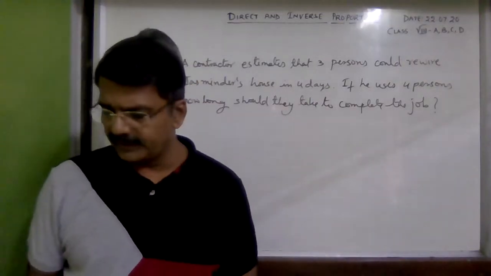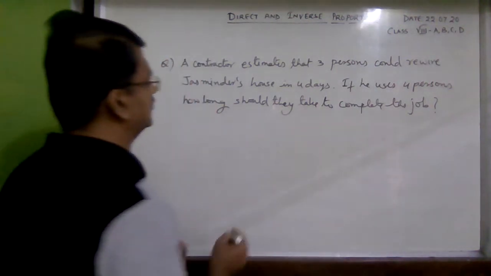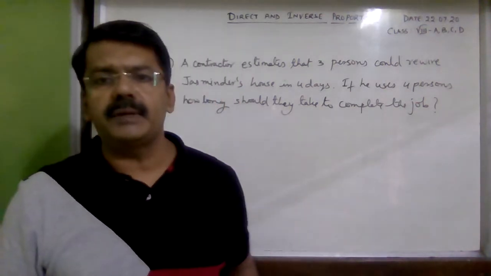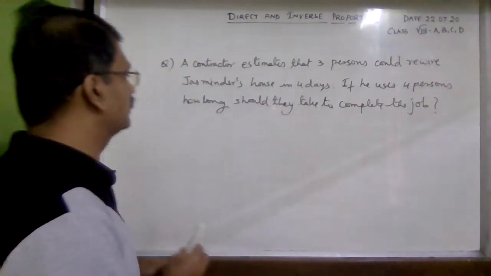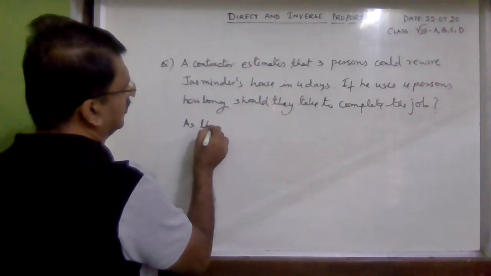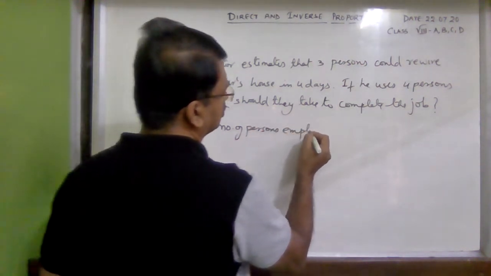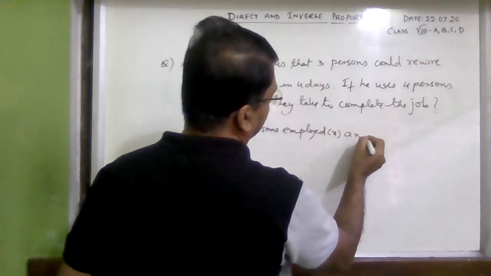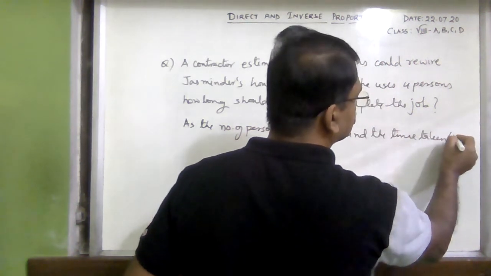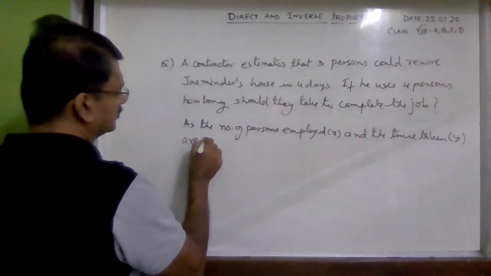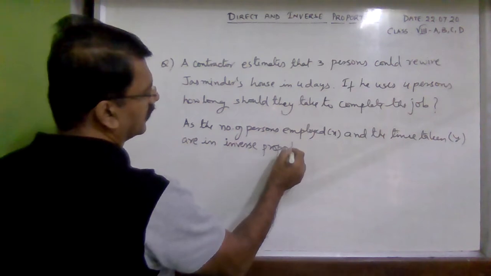Now see here the two quantities, the number of persons employed for a certain task and the number of days taken to finish that task. So obviously if you employ more number of people, it will take less number of days. If you employ less number of people, it will take more number of days. So they are in inverse proportion. So you will write: the number of persons employed and the time taken are in inverse proportion.